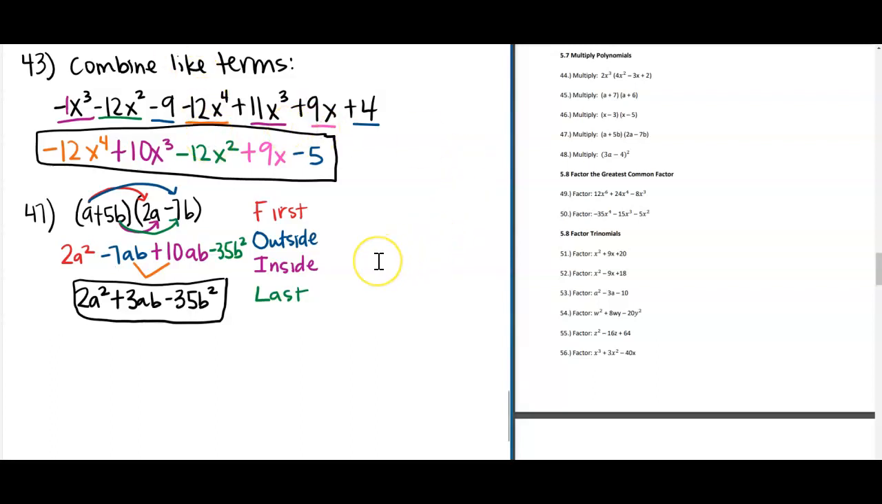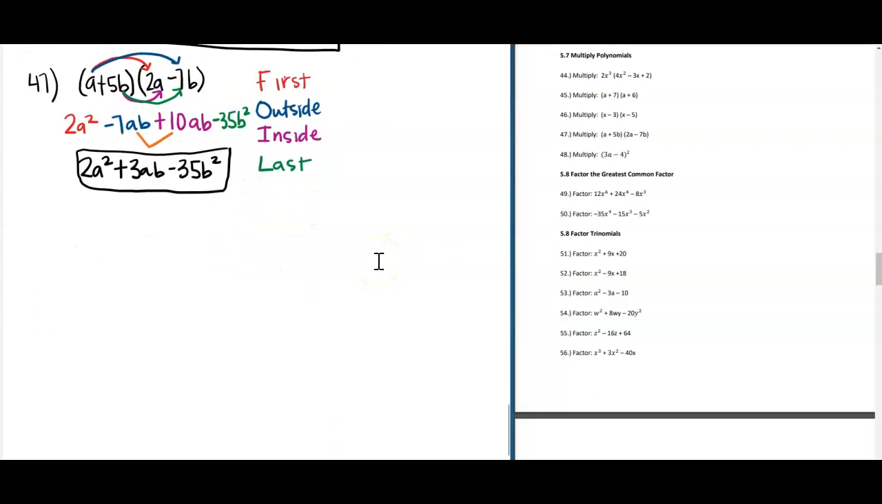Okay? So let's look at 48 also, because this one looks a little bit different, but it's really the same idea of what we're doing here. It wants us to multiply 3a minus 4 all squared. Well, remember, when we have something squared, that just means we're going to take that something and multiply it by itself. And you can see again, this is just a FOIL. All right, so we'll start with our first terms. 3a times 3a is going to be 9a squared.